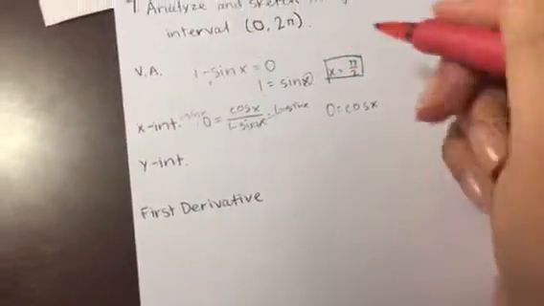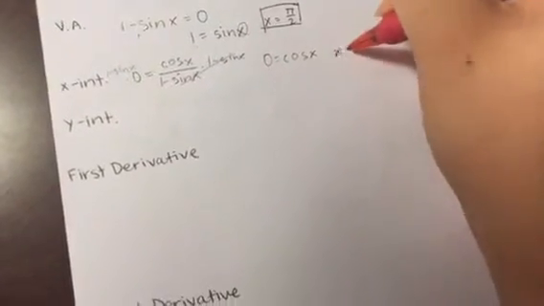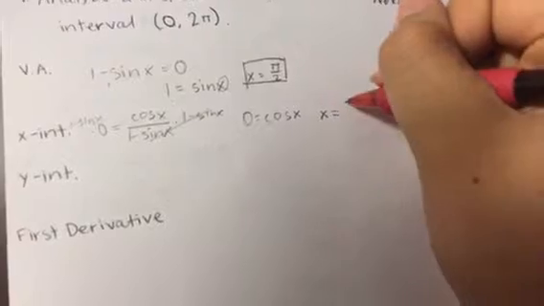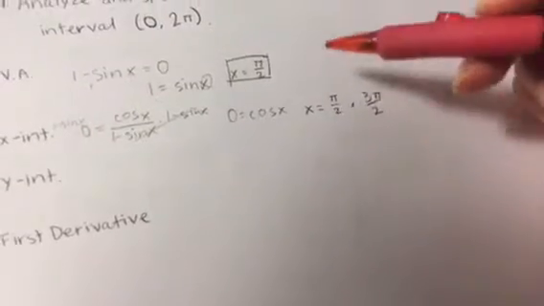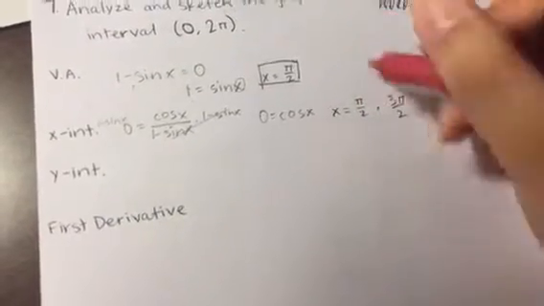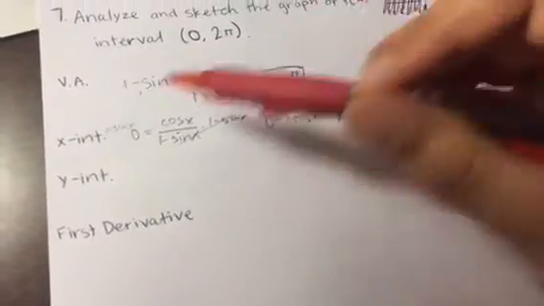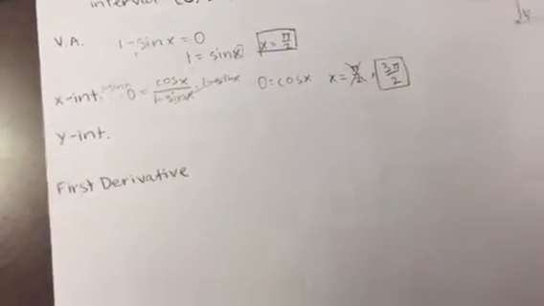So we go over here, and we have x equals pi over 2, and then 3 pi over 2. But the vertical asymptote is actually at pi over 2, so we can't use this one. So our main x-intercept is 3 pi over 2.